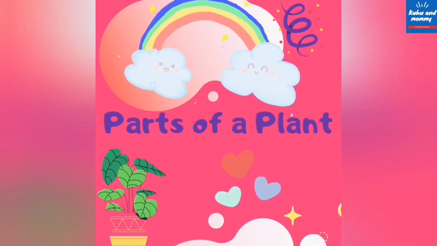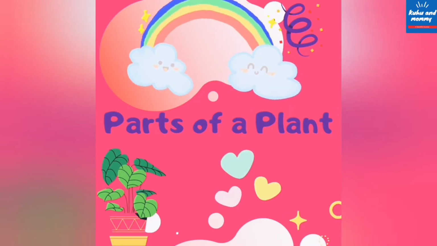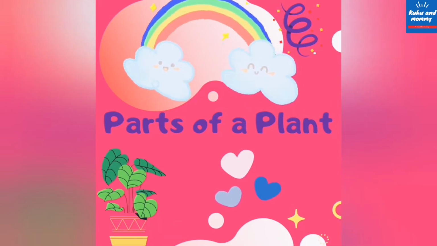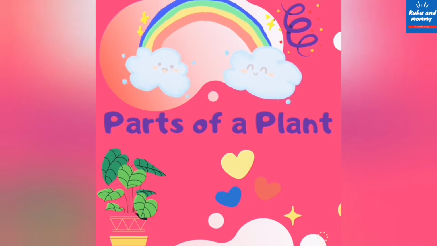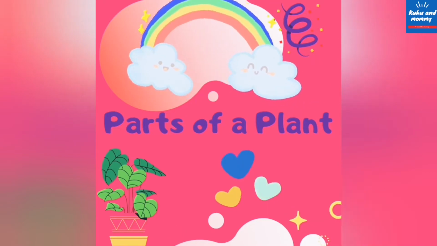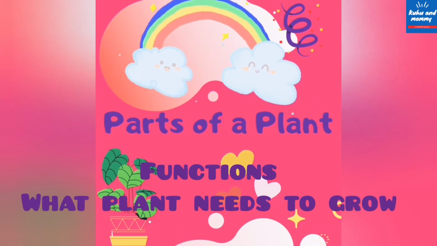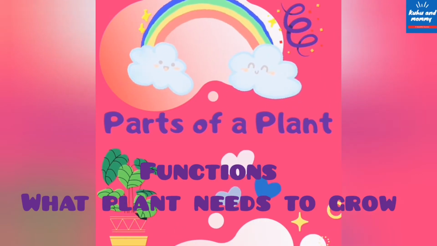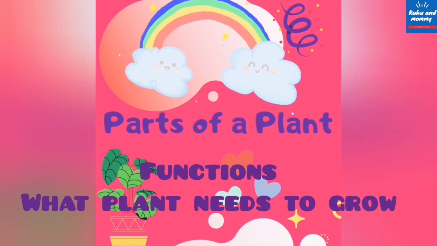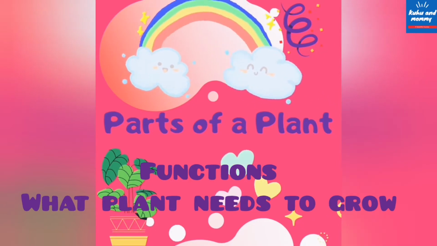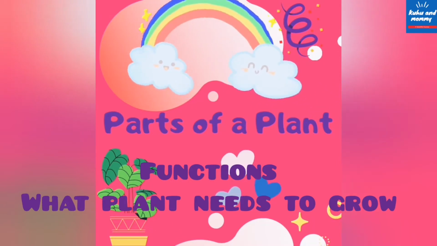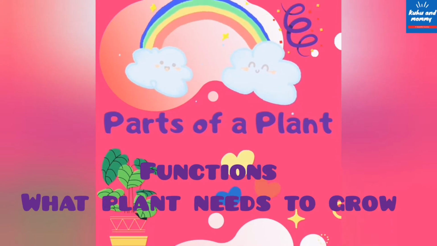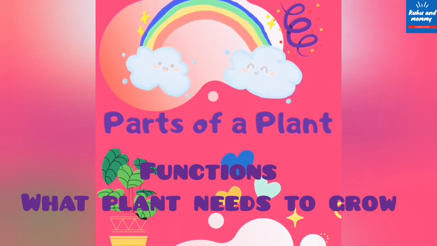In today's video, I'm going to share with you a few activities through which we can teach the child about parts of a plant. So what are the topics that we are going to cover? We will teach them about each part of the plant, the functions of each part of the plant, and what all things a plant needs to grow. So how does a plant grow? We will teach them through activities so that it can be made interesting for them.